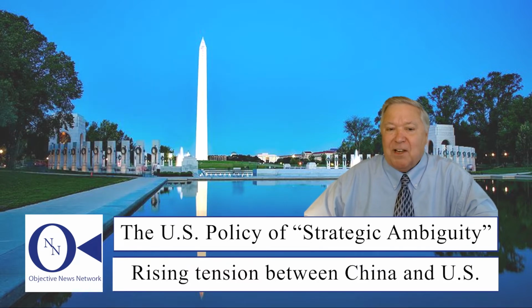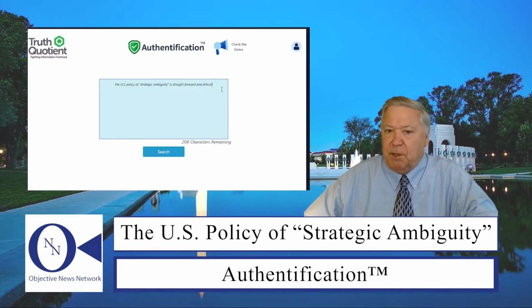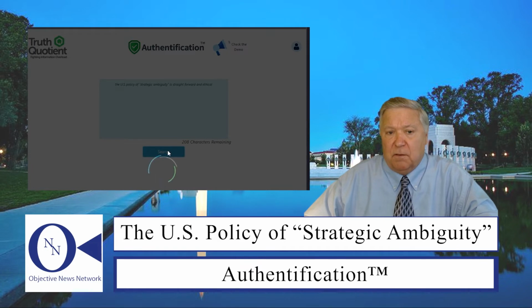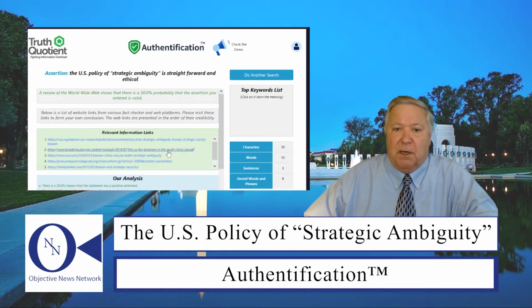So, what exactly is the U.S. policy of strategic ambiguity? Again, turning to authentication, we simply type in the question in the form of an assertion. Immediately, a list of reference data sets is generated by authentication, and they begin to immediately appear on our computer screen. The data sets are listed in order of their source and credibility. For example, as we see here, an immediate listing of several credible data sites telling us what the U.S.